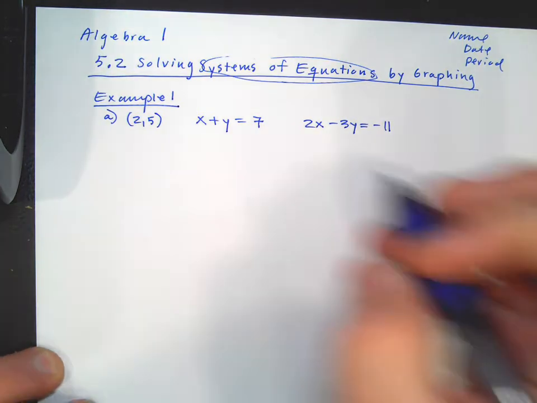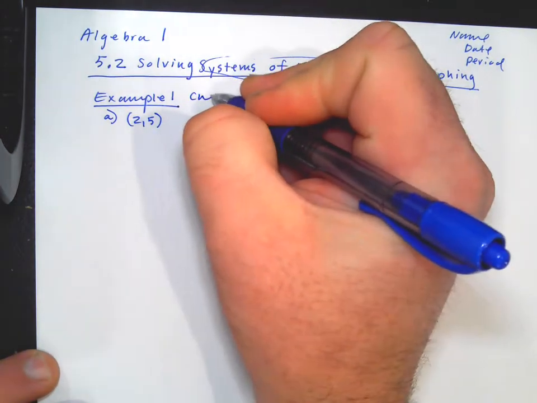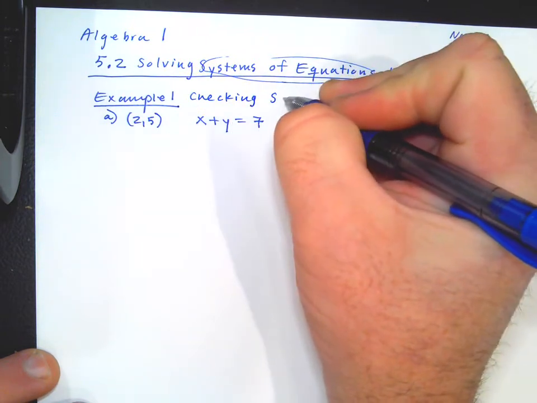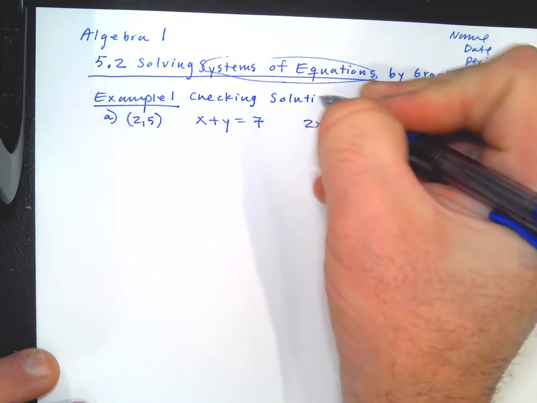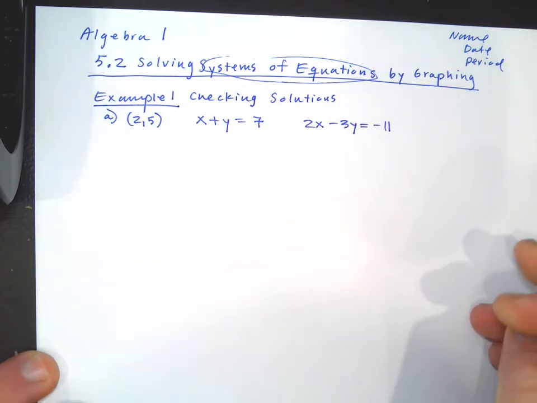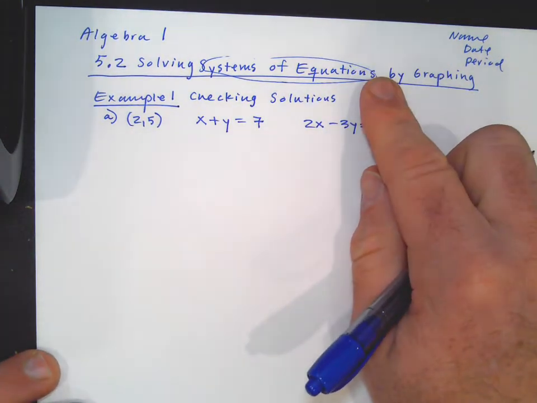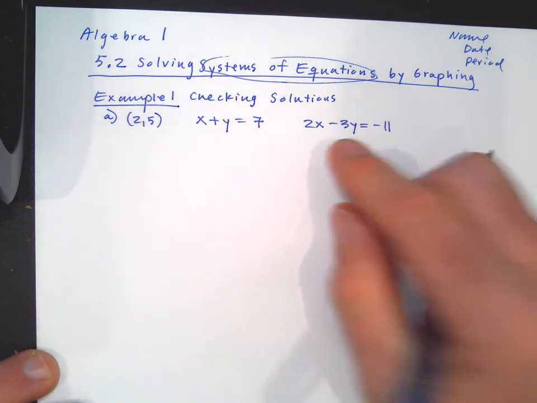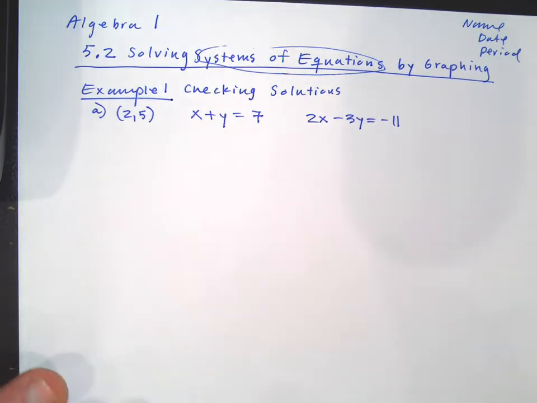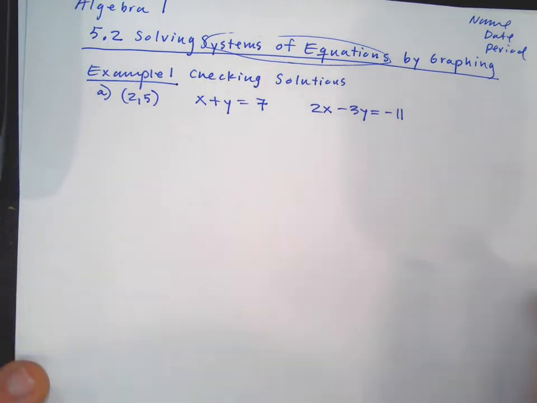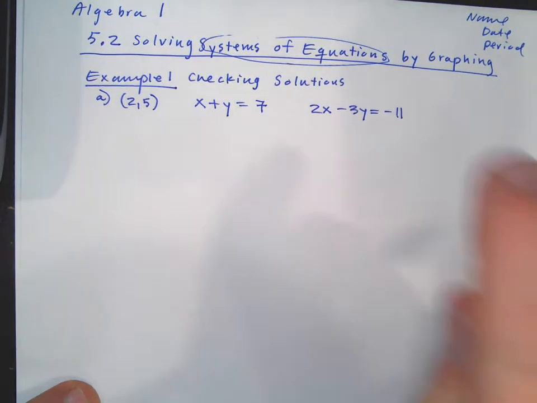And so in this first example, we're going to actually start by, I'm giving you an answer and I'm telling you to check it. So checking solutions. Okay. So a system of equations is two or more equations with two or more unknown variables. And we're going to be spending a bunch of time solving them. The first way today is graphing. And then there are a bunch of other methods too. So in this first case, though, we're going to check it.